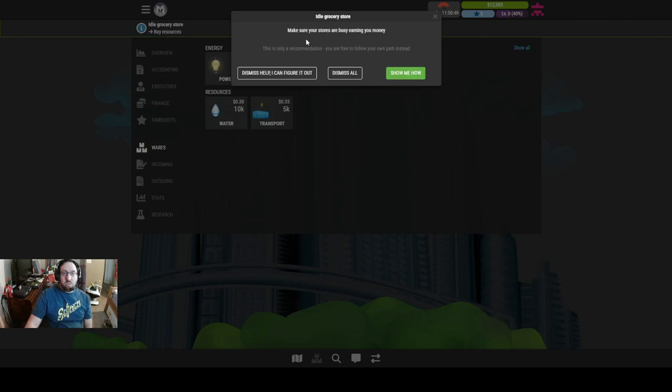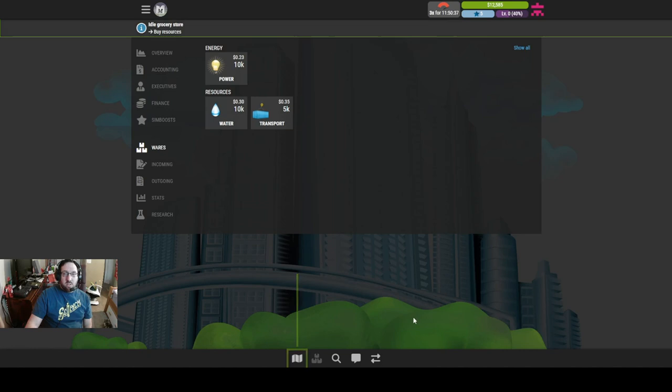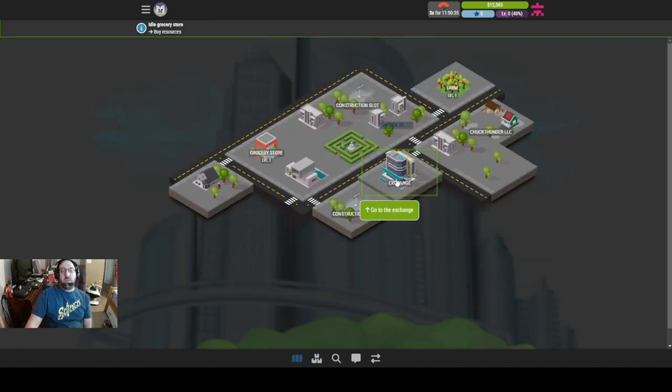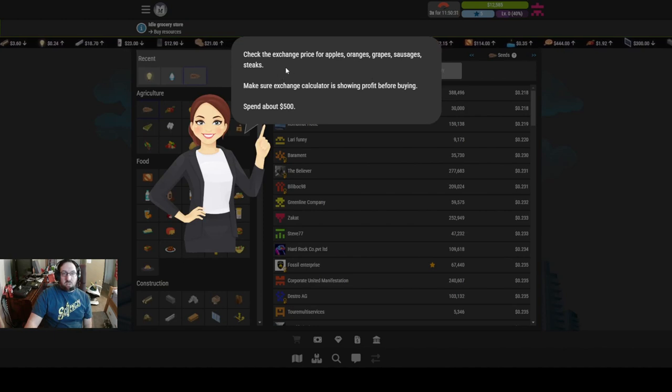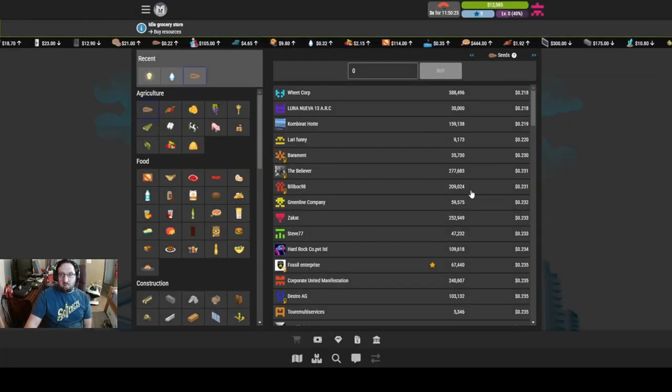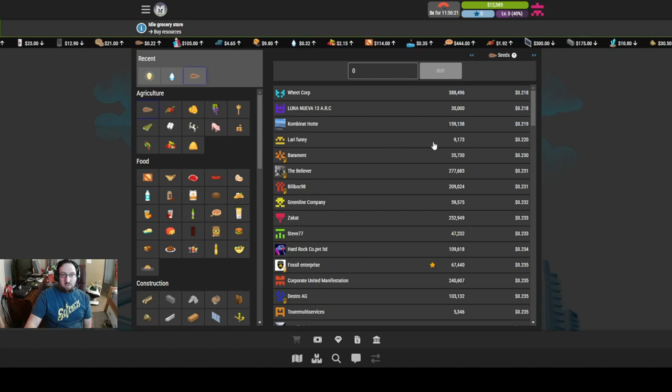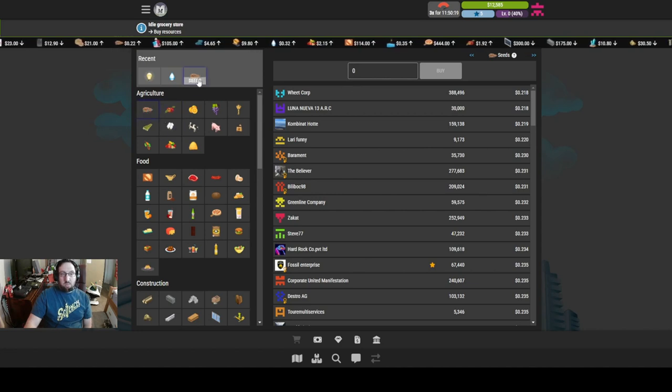Idle grocery store, make sure your stores are busy by earning money. It's only a recommendation, you're free to follow your path instead. Okay, show me how to buy stuff. Okay, so it points in the right direction, so we're going to go to the exchange. Prices and apples, oranges, sausages. Make sure the exchange calculator is showing profit before buying. Spend about $500. She's telling me to spend $500? I don't know, but I definitely want seeds, right?